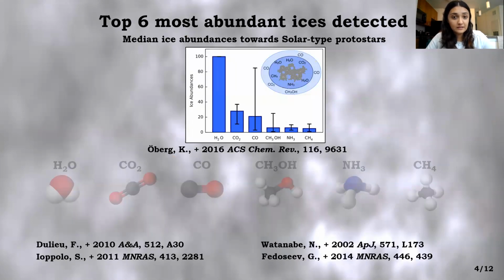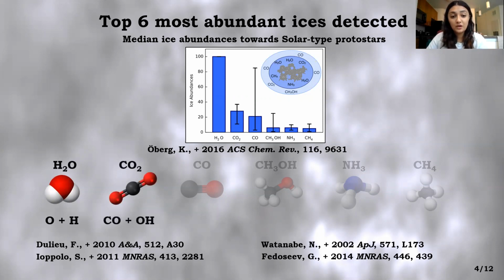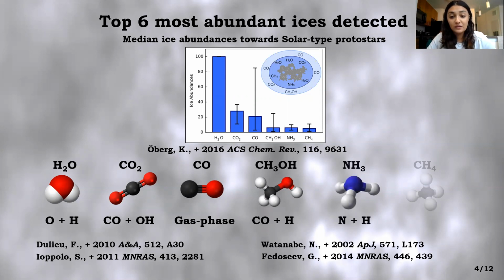The most abundant ices that have been detected towards interstellar objects are shown here. The most abundant one is water, and experimental investigations support its formation from atomic O and H. CO2 is predominantly formed from CO plus OH. CO and OH combine first to make the HOCO intermediate, which then breaks apart to CO2. CO is a gas phase species. Methanol is formed from the hydrogenation of CO ice, and ammonia is formed from the hydrogenation of N.